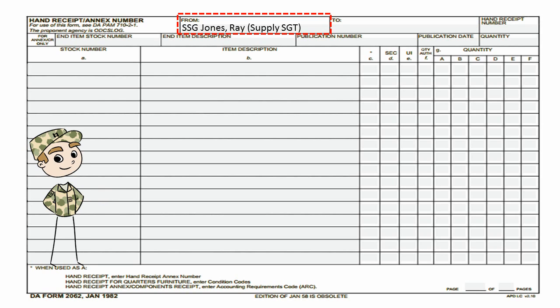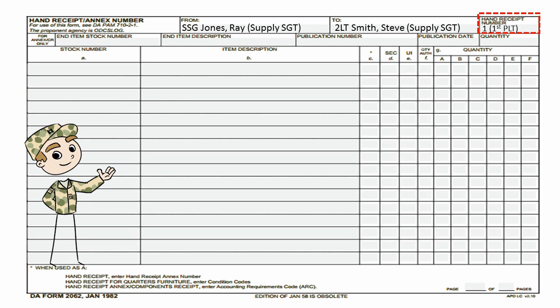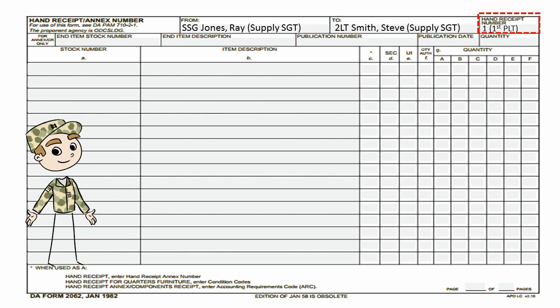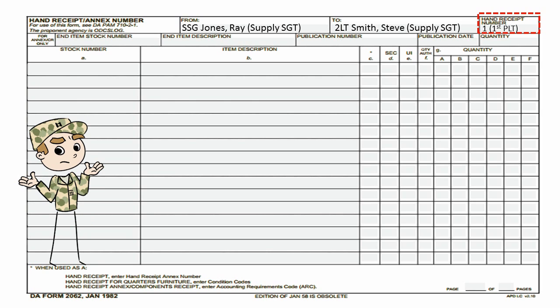The first block indicates who's issuing the item, the from block, and who is receiving the item, the to block. The next block, the hand receipt number, applies mostly to organizations and activities that carry many hand receipts or issue large amounts of equipment. Activities such as issue warehouses, company supply rooms, or property book officers. By labeling each hand receipt holder as a number or letter, it is easy for these activities to consolidate hand receipts into single records when issuing bulk equipment over time. It is not required to be used in normal circumstances, but you can use the block to help you organize your files if you so choose to use it.